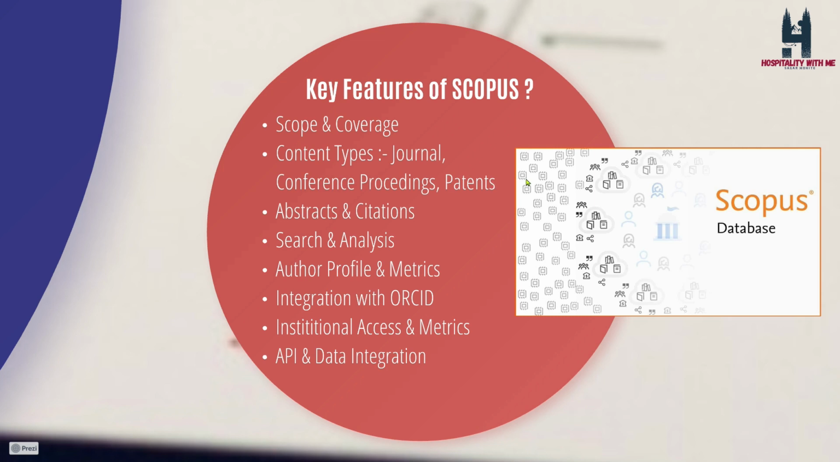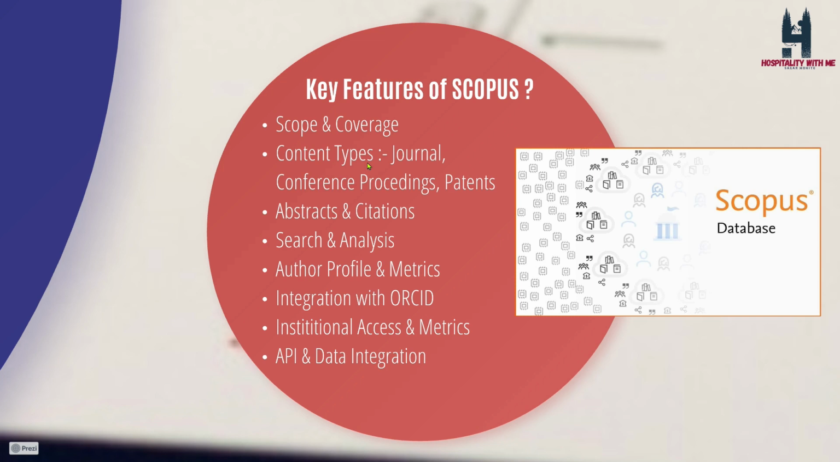Abstract and citation. Scopus not only provides abstracts of research articles but also tracks citations, making it a valuable tool for assessing the impact and influence of scholarly work. Citations help researchers identify influential papers and track how their own work is being cited by others. Next, search and analysis. Users can perform advanced searches using keywords, authors, affiliations and other criteria to find relevant research. Scopus also offers various analytical tools to help researchers identify trends, patterns and collaboration in scientific literature.